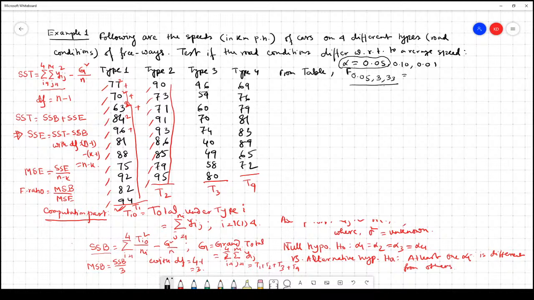For this you can use the biometry table, otherwise you can use R code. I take 4 decimal places, so I use the round command, round qf 0.95, 3, 33, 4 decimal places. So if you use this command, you can get this value.